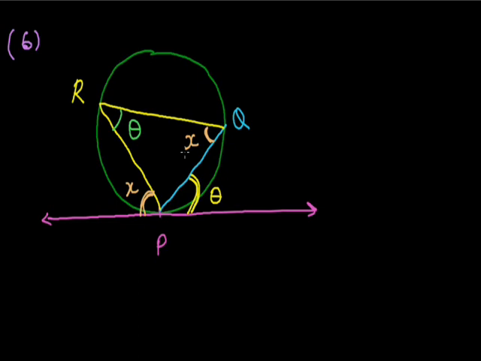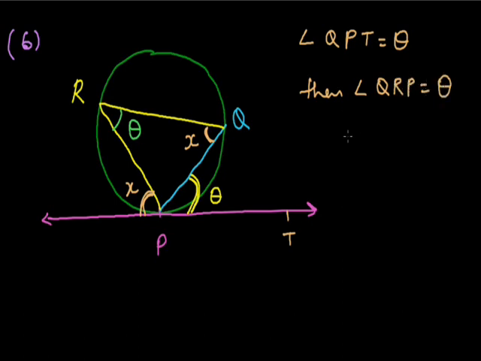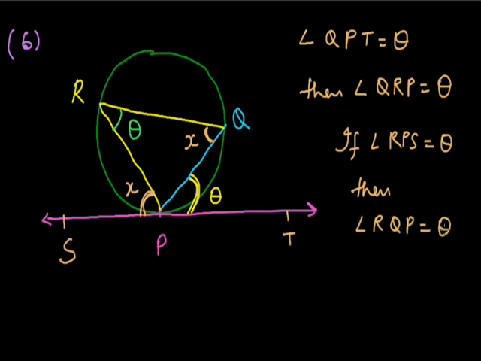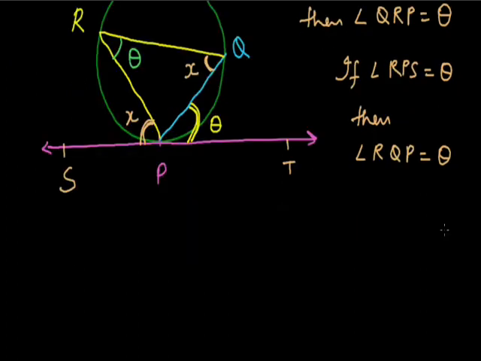So from here we can write that, let's say this point is T, if angle QPT is equal to theta, then by this property we can deduce that angle QRP will also be theta. Similarly, let's say this point is S, if angle RPS is theta, then you can say that angle RQP will also be theta. Clear? So let us do a question based on this property.